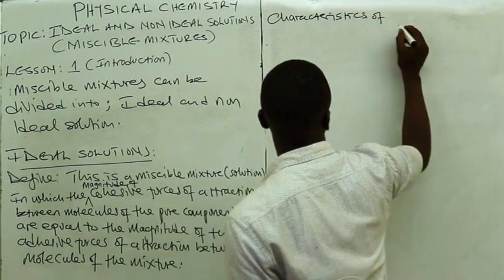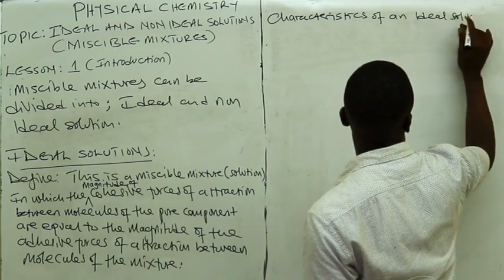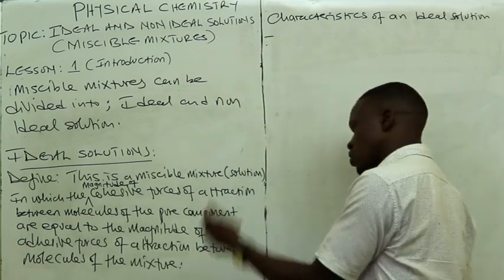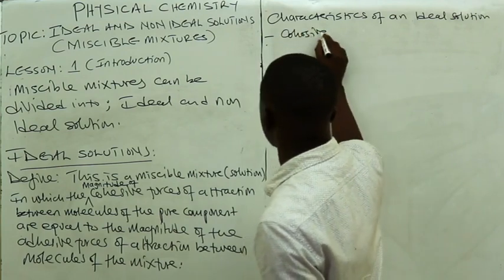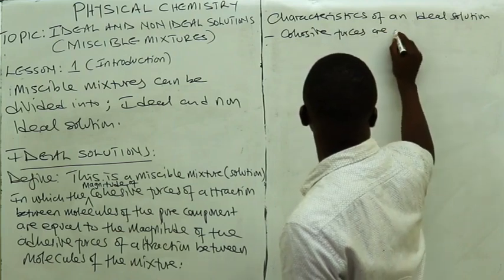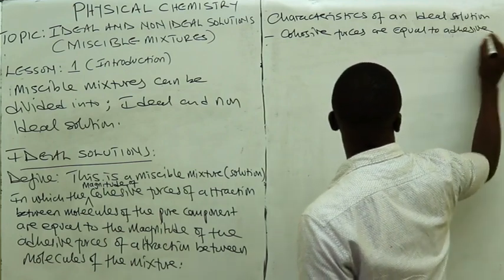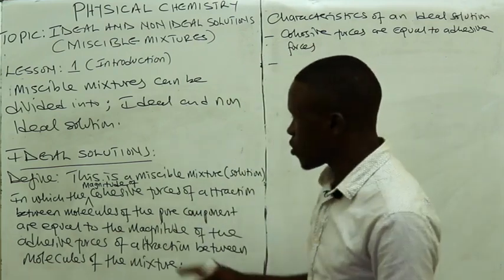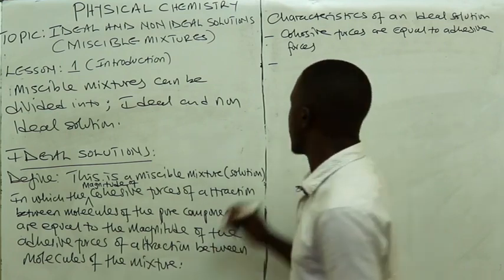Characteristics of an ideal solution. The first characteristic of an ideal solution is in the definition. Cohesive forces are equal to adhesive forces. Two, in such a solution, when it is being formed, there is no heat loss or heat gain.